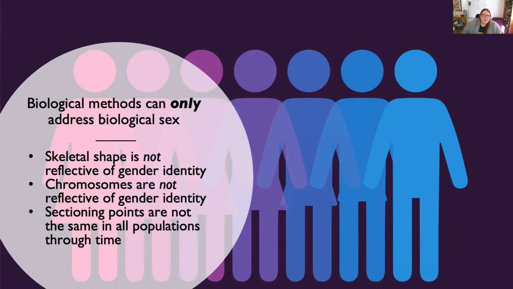So as we've discussed, methods are based on variation in human biology and can only address biological sex. They cannot address how a person is identified in life or how they were known to their family and friends. And skeletal shape or morphology is not reflective of gender identity, and chromosomes are not reflective of gender identity. Even beyond this point, expression of skeletal sex traits of biological males and females can also vary depending on both the population of origin, geographic location, time period, even within the same population. This is called secular change. And we don't have population-specific methods for every group of humans on Earth. So this means that there can be unknown error rates in sex estimation among populations.